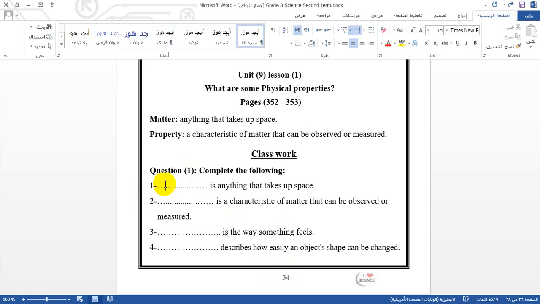Anything that takes up space is what exactly? It is easy, it is matter. Okay guys, so we should write here: matter.